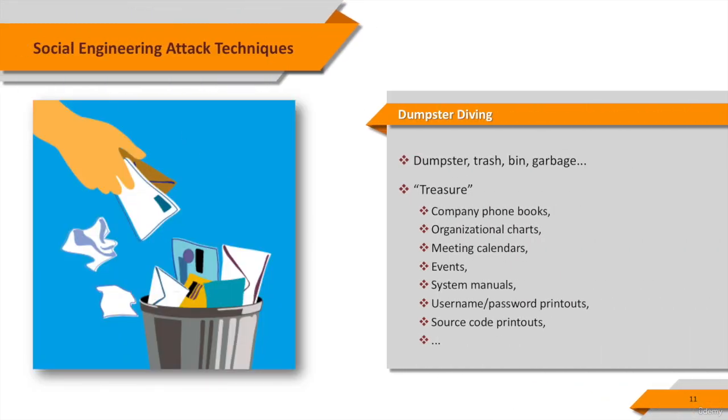Dumpster diving, also known as trashing, is another popular method of social engineering. It's briefly looking for valuable things in someone else's waste bin. A huge amount of information can be collected through company dumpsters. Company phone books, organizational charts, company policy manuals, calendars of meetings, events and vacations, system manuals, printouts of sensitive data or login names and passwords, printouts of source code, etc. All of this information can be used to assist a social engineering attack to gain access to the target company's network.